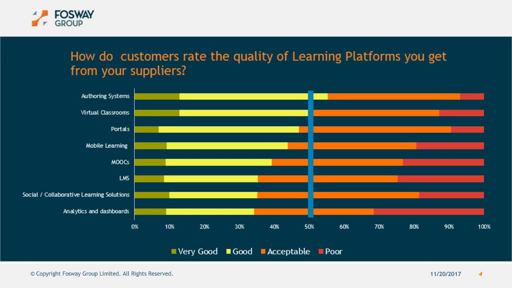Now, my assumption is always that you get something that's good. I don't think if you go into a restaurant, you think you're going to get an acceptable meal. You want a good meal. So if we look down the list on the left-hand side, authoring systems, virtual classrooms, about 50% of the time, people are getting a good experience. Portals, 50%, mobile learning, maybe 45%, and you come down, so LMSs, about a third of people get a good experience, and very few, 10%, get a very good experience.